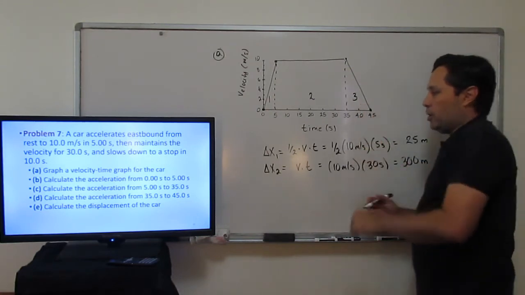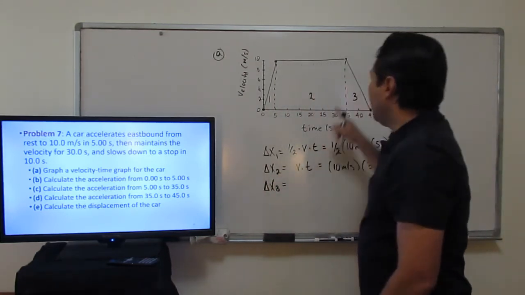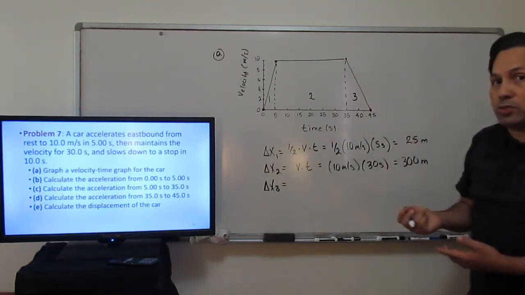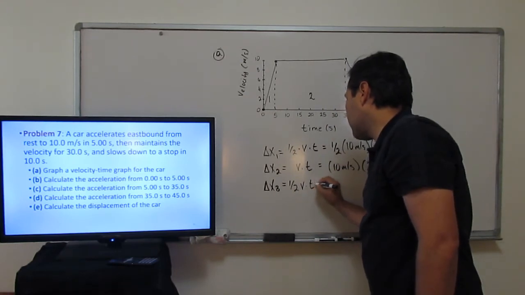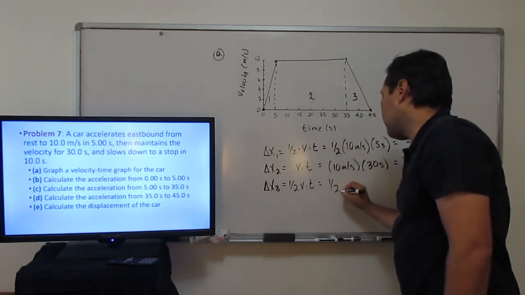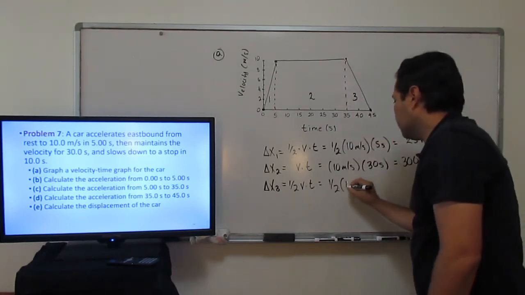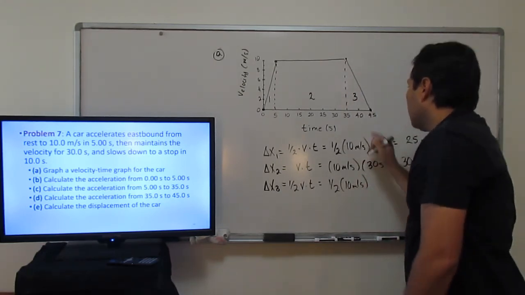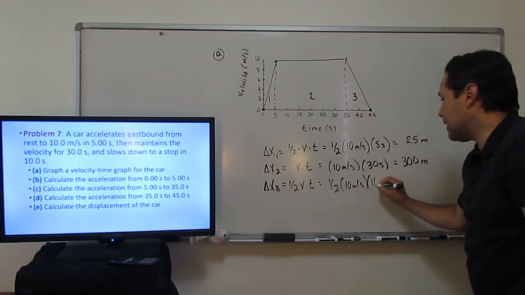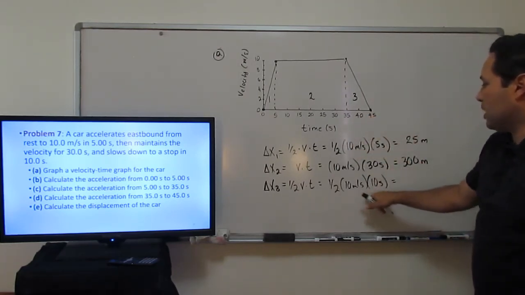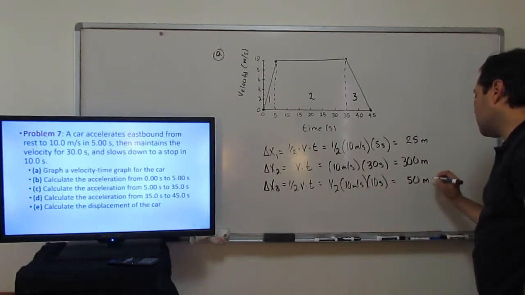Finally, for our third area, it is a triangle. There is deceleration, so I'm going to put again 1/2 base times time. So it's going to be 1/2 the velocity. Velocity was 10. And the time went from 35 to 45, so that is a 10-second difference. So 10 times 10 is 100, times 1/2 is 50 meters.